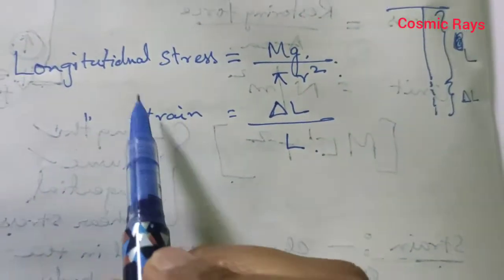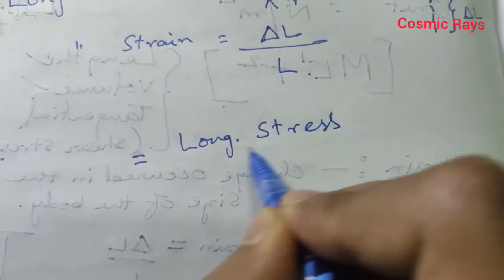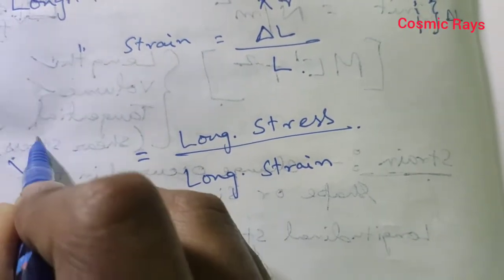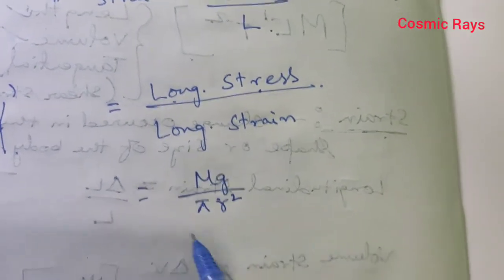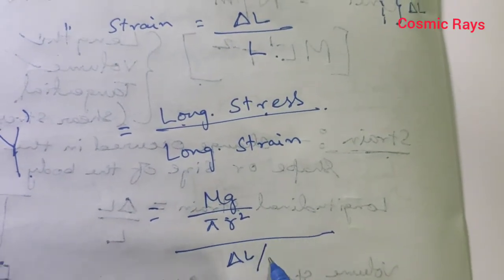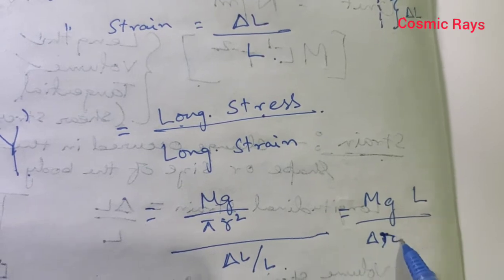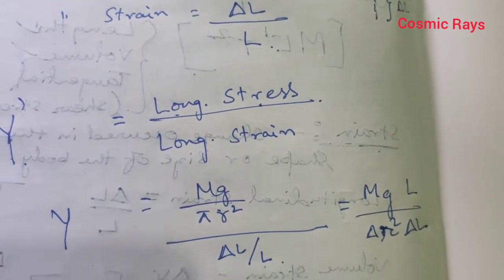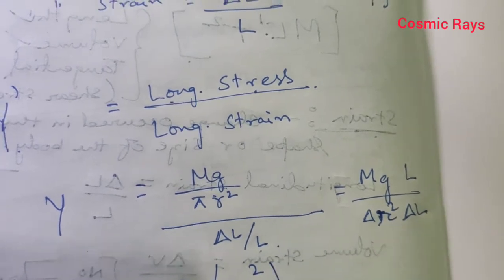Now the ratio of these two, that is the ratio of longitudinal stress to longitudinal strain, is known as the Young's modulus, which is denoted as Y. So we put the values. Longitudinal stress is mg upon pi r square, and longitudinal strain is delta L upon L. So we have Y equals mgL upon pi r square delta L. Now this is known as the Young's modulus. Here also the SI unit for Young's modulus is Newton per meter square.